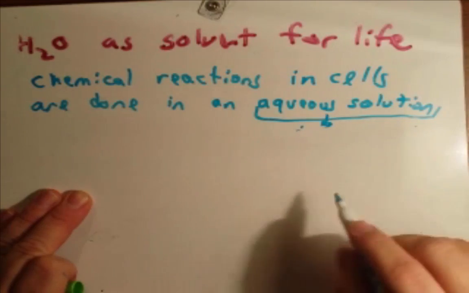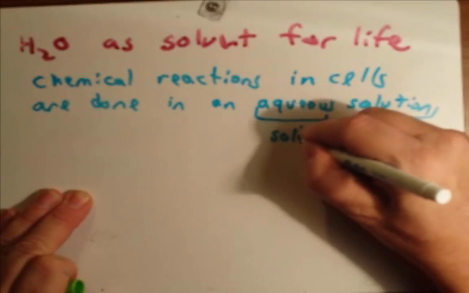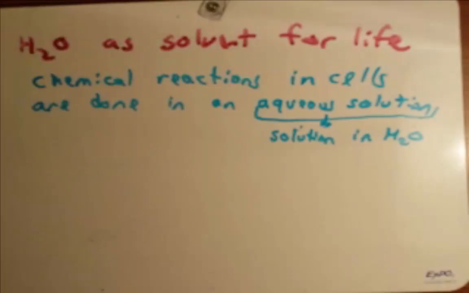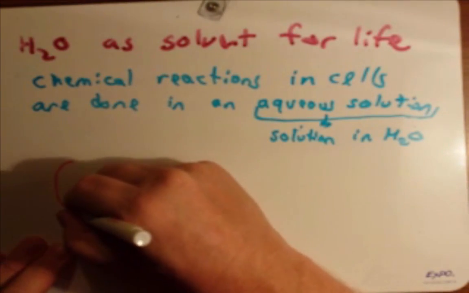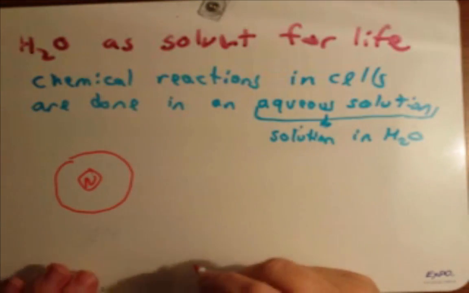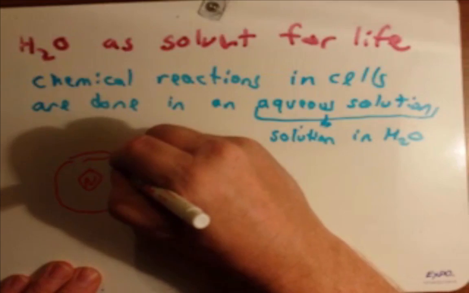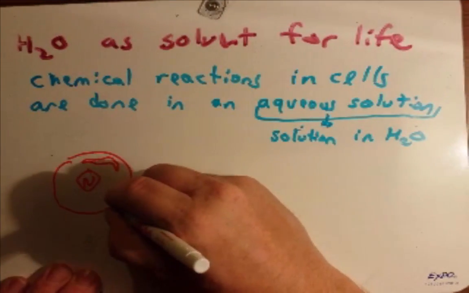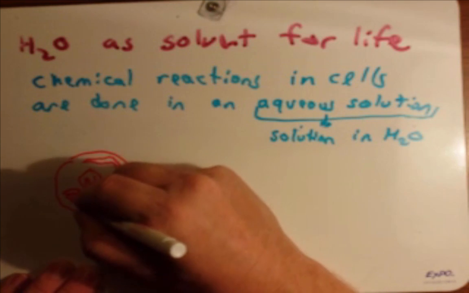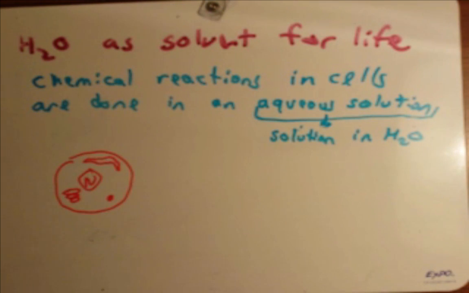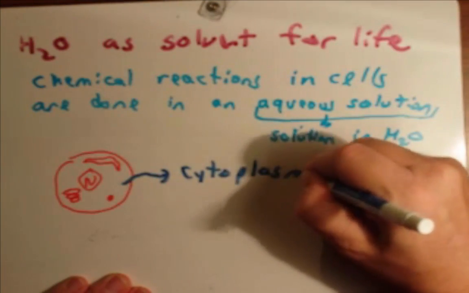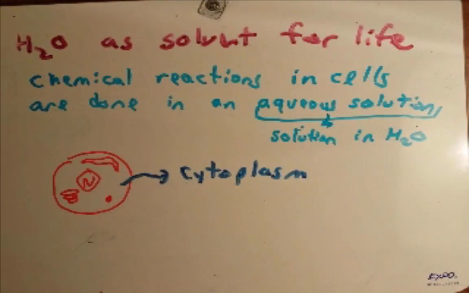And what I mean by an aqueous solution is just a solution in water. For instance, if we were to look at a cell here, and we'll learn about the parts of the cell later, and you probably have heard about them before, but you have your nucleus, you have your mitochondria, you have peroxisomes, you have Golgi bodies, and all that good stuff happening in here. What you also have is this cytoplasm. Cytoplasm is the aqueous solution within the cell.